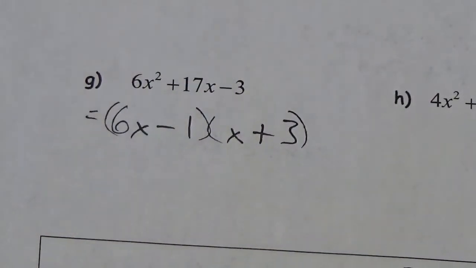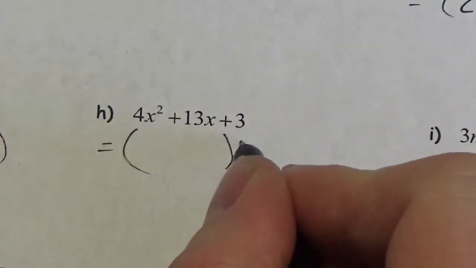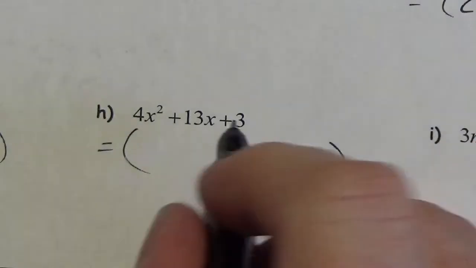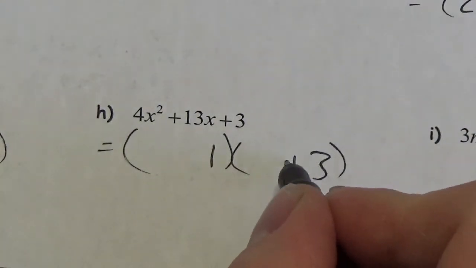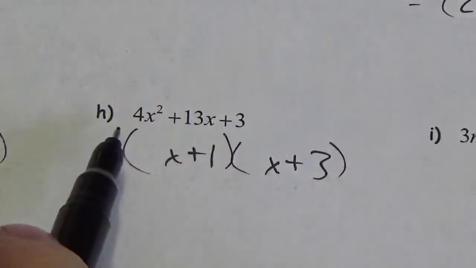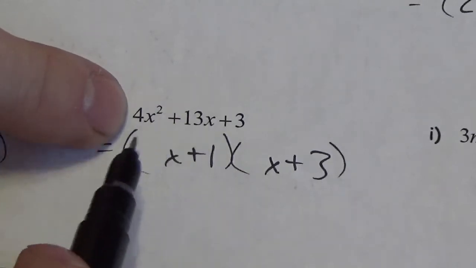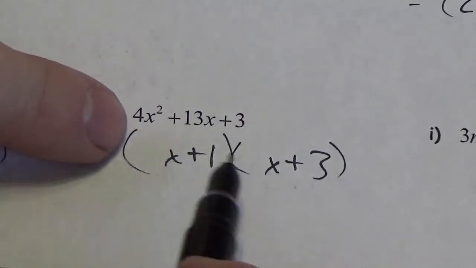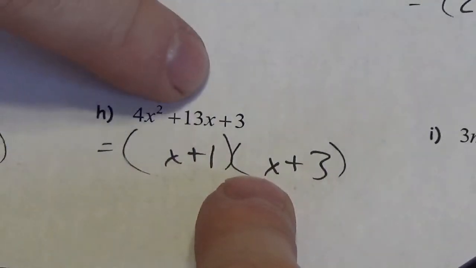Okay, let's take a look at this one. Again, I've got that 3 in the back there, but this time this is positive and this is positive, so I know this is going to be 1 and 3. It's both going to be positive there. So the question is, how do I break up the 4? Is it going to be 2 and 2, or is it going to be 4 and 1 or 1 and 4 here? Now, 2 and 2, if I multiply that out, I would get 6 and 1. Well, that's not going to get me 13.